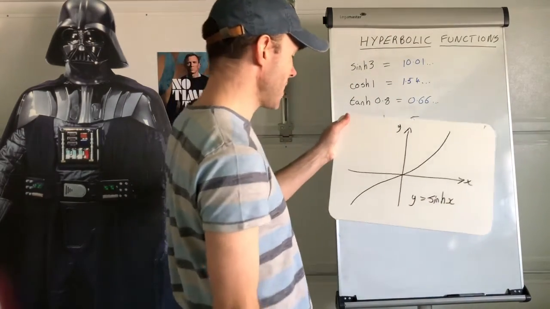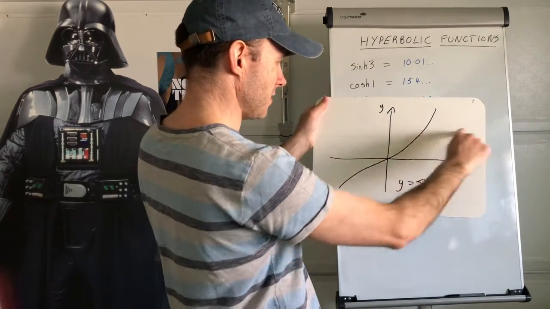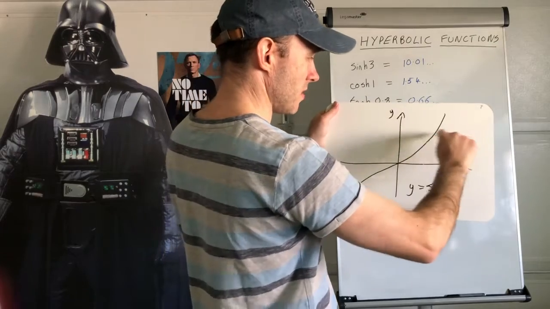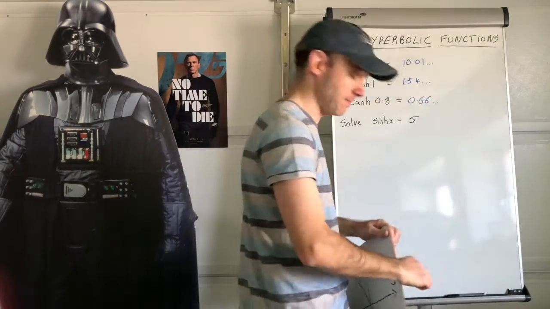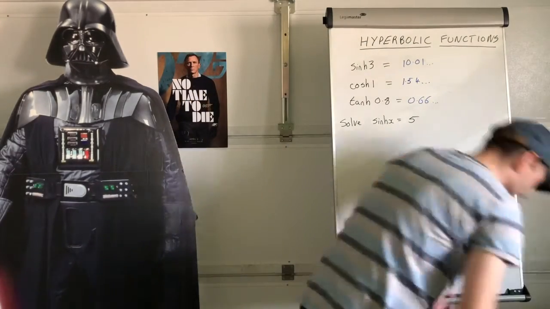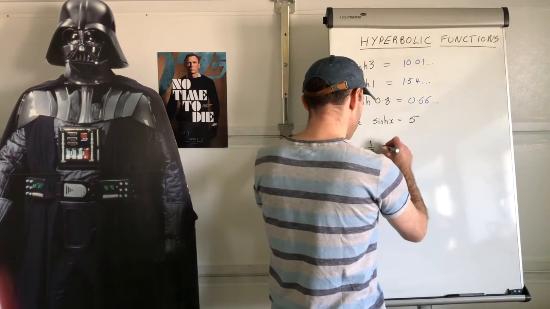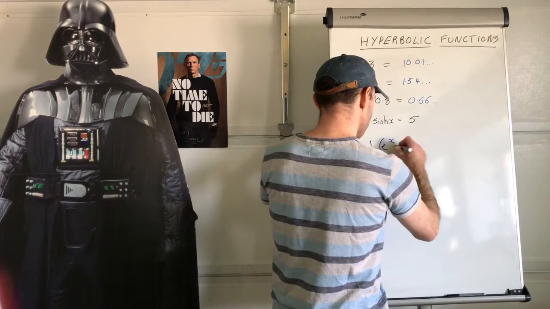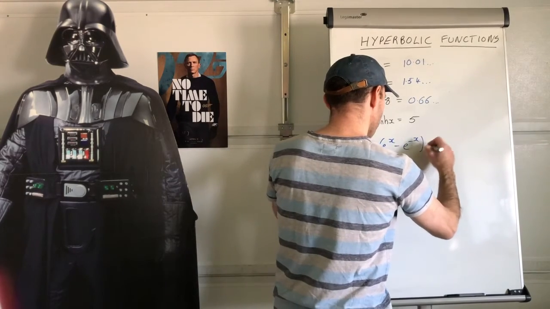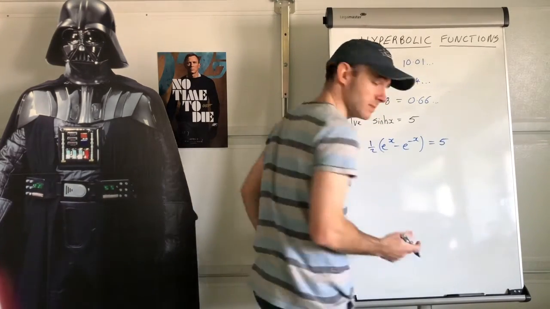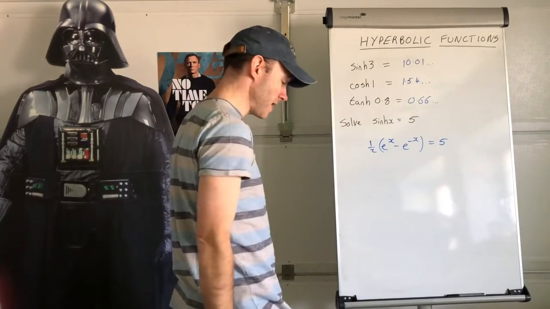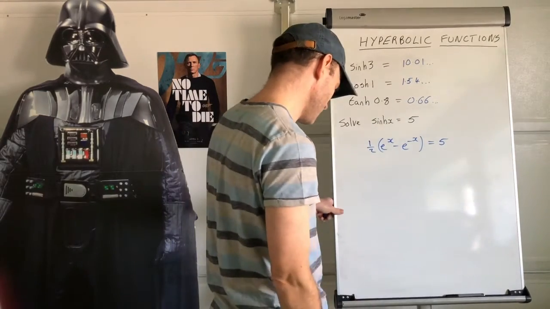Okay, so sinh x equals 5, there's y equals 5. How many times does it intersect the graph? Once. One answer. So it's kind of handy to know, isn't it? So what do we do? We'd write out 1/2 e to the x subtract e to the negative x equals 5, and just solve it like you would normally any other exponential equation.